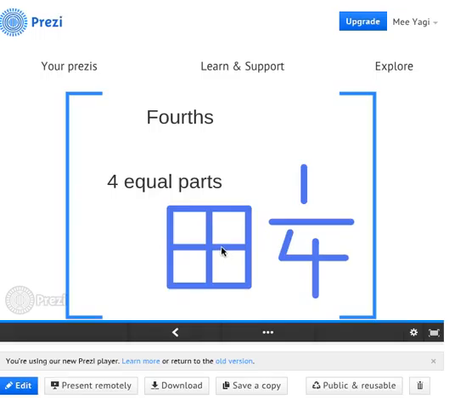Today, you will be working on dividing polygons on your own and labeling them as halves, thirds, and fourths.